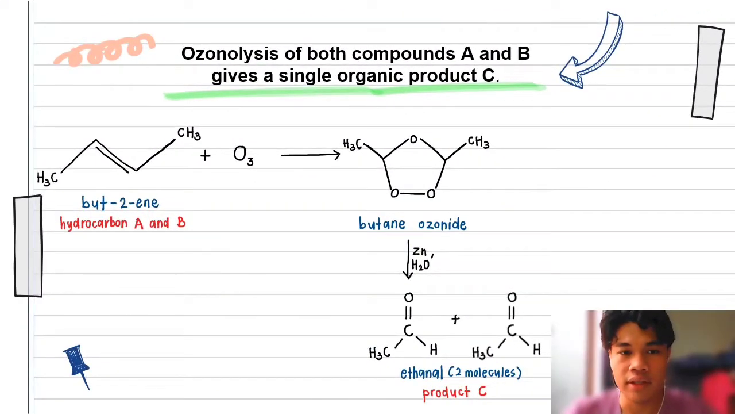For the next reaction, ozonolysis of both compounds A and B gives a single organic product C. As we know, compounds A and B are but-2-ene. When they undergo ozonolysis, they form an intermediate product, which is butene ozonide. And when it completely undergoes ozonolysis, the final product is two molecules of ethanal, which is product C.